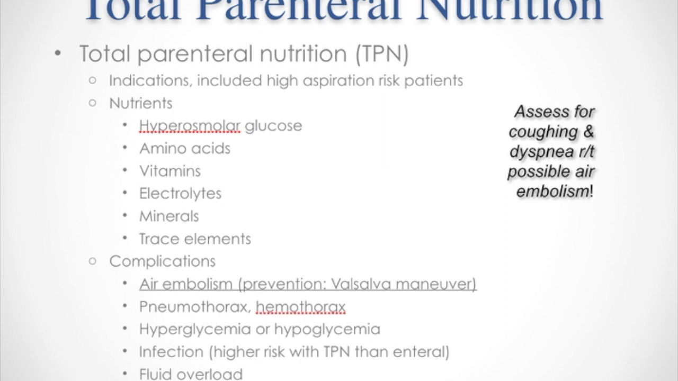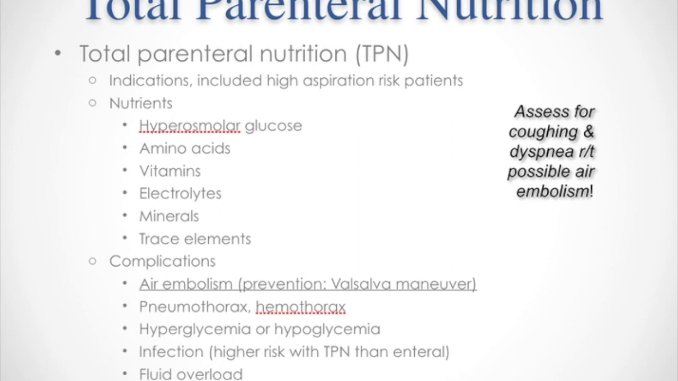TPN has some complications. I would note all the complications that are listed on this slide, including risk for air embolism, and how we prevent that is by performing the Valsalva maneuver, which is when we take a deep breath, hold it, and bear down. You can also have high blood sugar or low blood sugar.